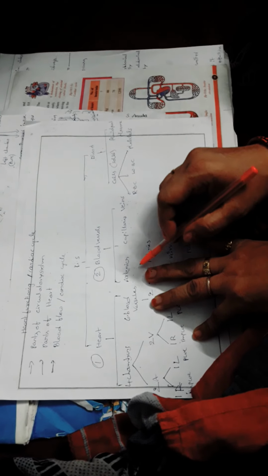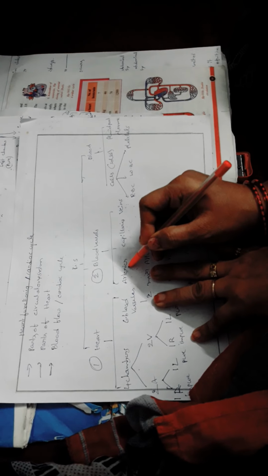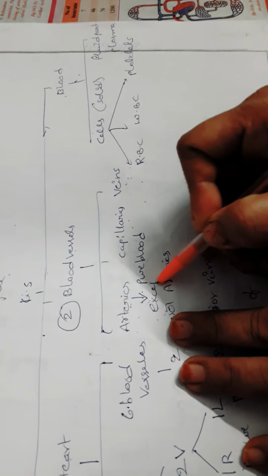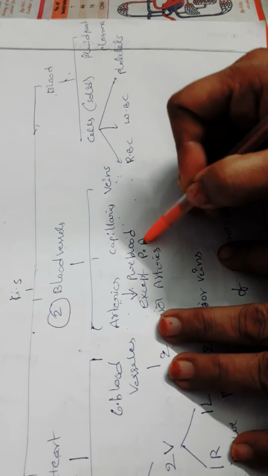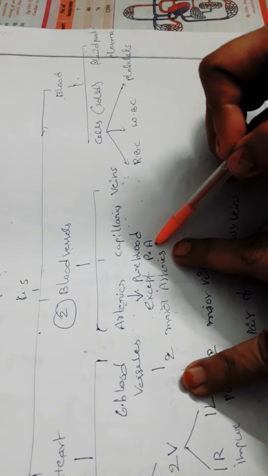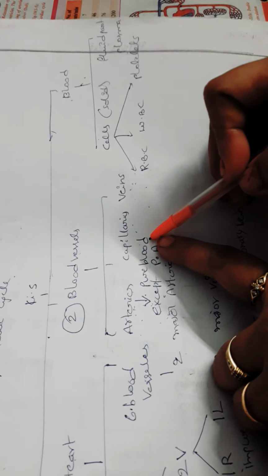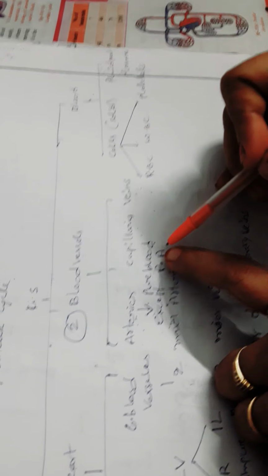So here we'll go again through arteries, capillaries and veins. First of all, the arteries are the blood vessels which always carry pure blood, except the pulmonary artery. That means the pulmonary artery carries impure blood. Again I repeat, the arteries always carry pure blood except the pulmonary artery.